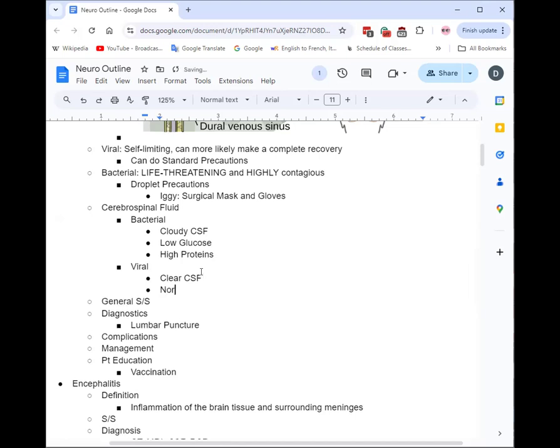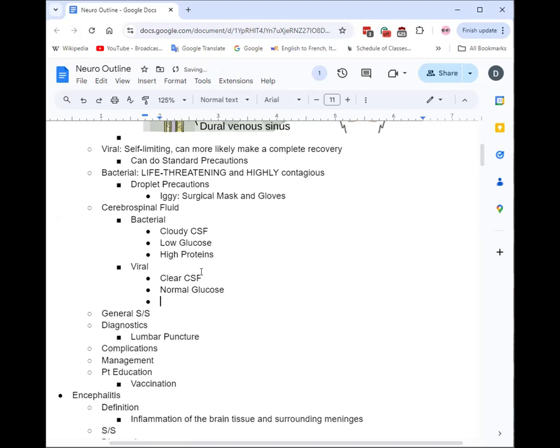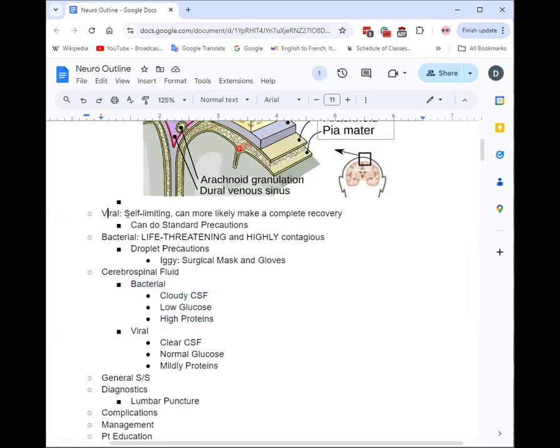The sugar will be at a normal level. Your viral isn't chomping on the glucose as much. The protein will be mildly elevated. The amount of inflammation isn't going to be as bad compared to the bacterial, because remember the bacterial is much more severe. Your body's able to fight against the viral a lot better. So the inflammation is less severe, so there's less leakage of your protein. That's important for you guys to be able to differentiate.